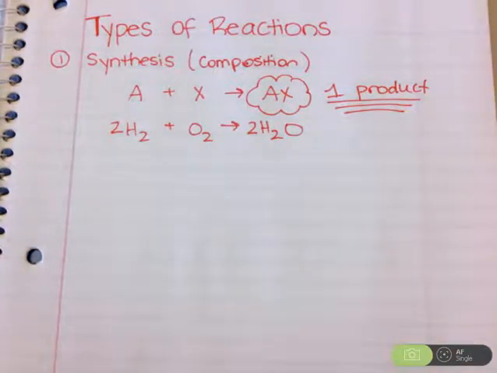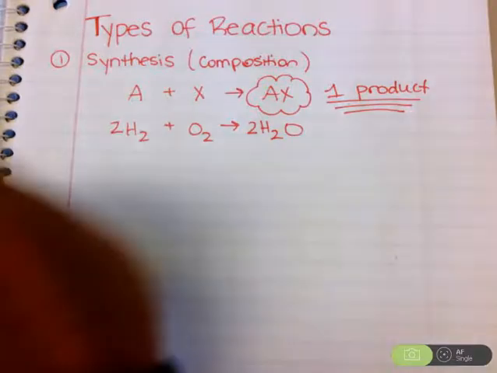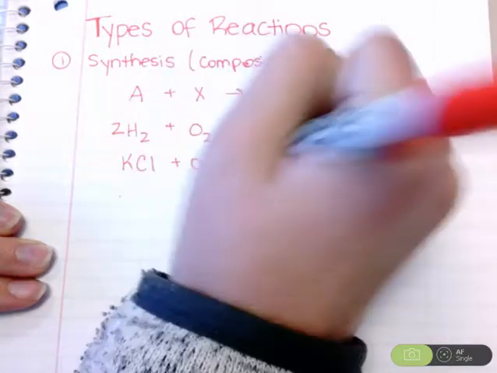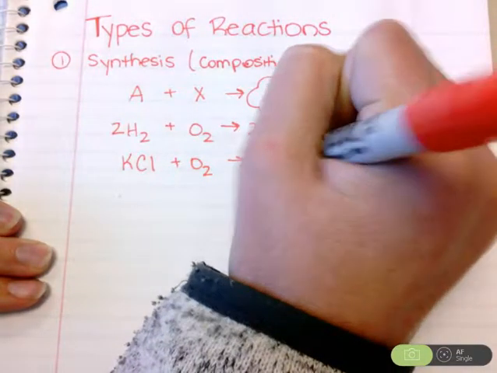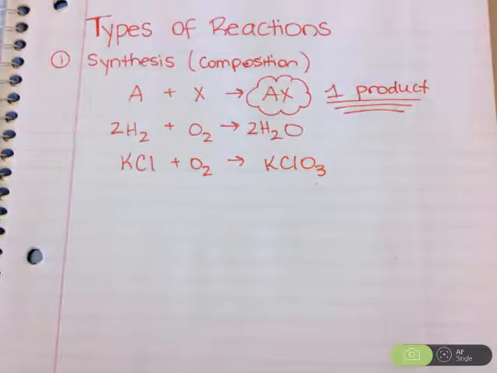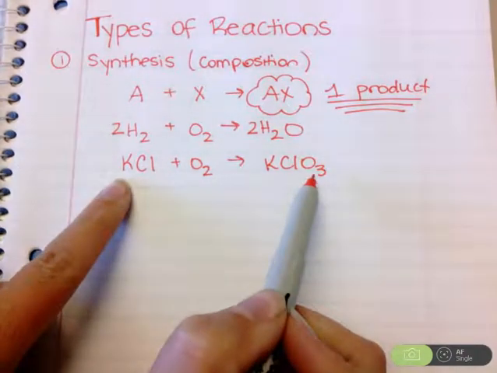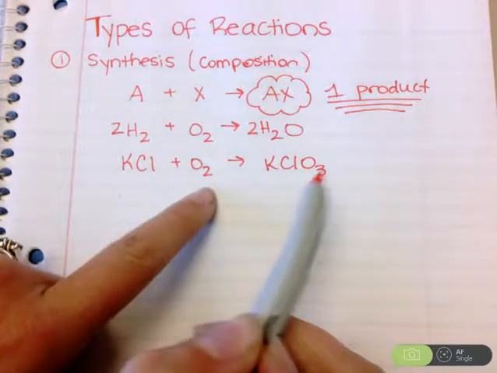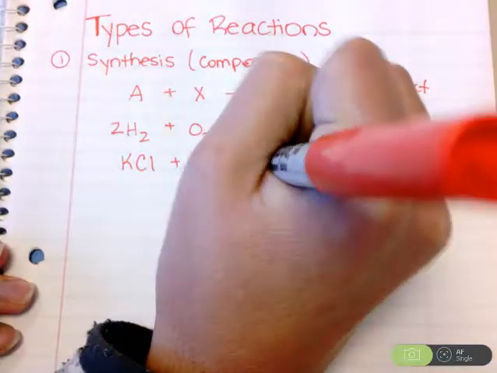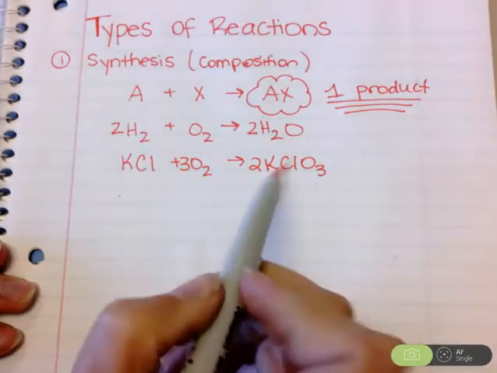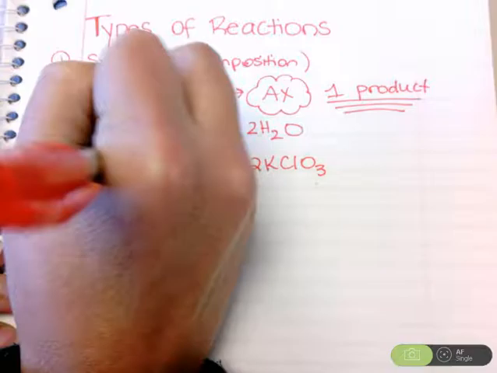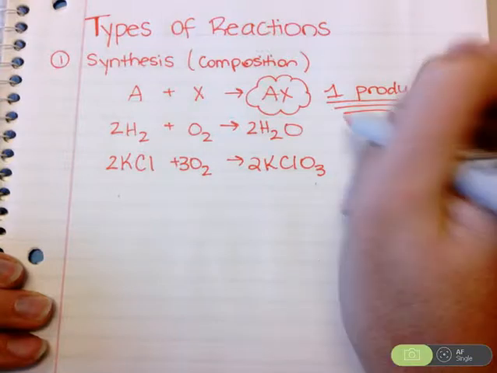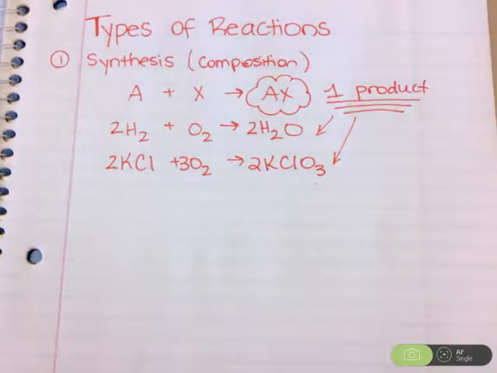Sometimes you'll see these written with a compound. So you might see potassium chloride plus oxygen is going to make potassium chlorate. When I see this reaction, I've got 1K, 1Cl, but I've got 2 and 3 oxygens. So there's my 3-2 problem. So I need to put a 2 out front here and a 3 out front here. That then changes my potassium, so I need a 2 out front on this side. I have a nice balanced equation, but I still only see one product.